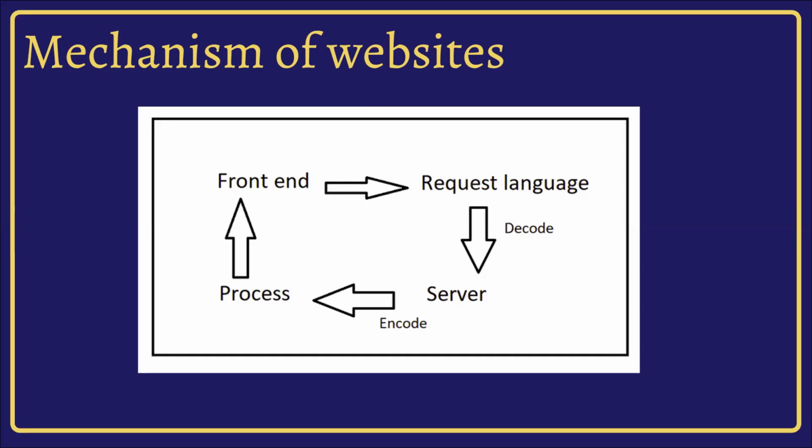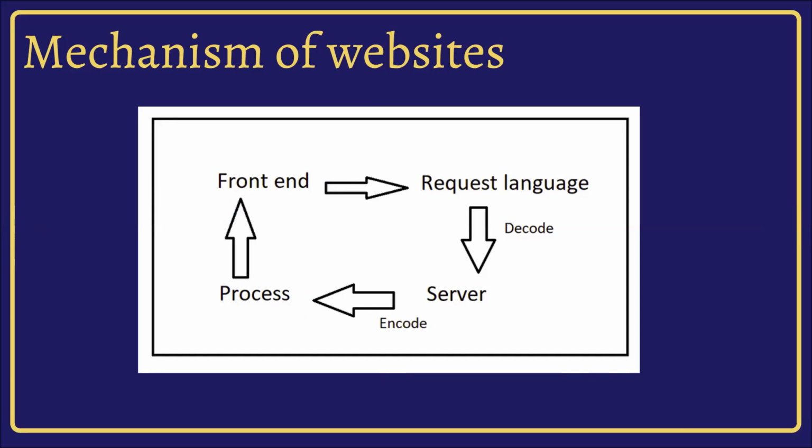For example, in this picture, the front end takes the information given by the user. It requests in the form of a language. The language here decodes the message or the instruction and sends that instruction or information to the server. The server evaluates the instruction, reacts on it, and then encodes it. Then the encoded instruction or code is given back to the front end user. So this is the basic mechanism of a website.